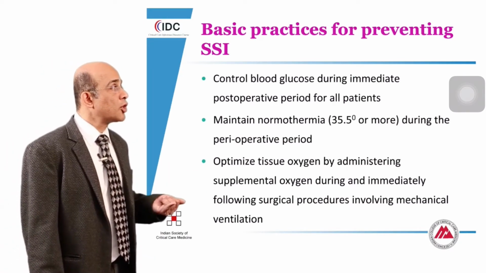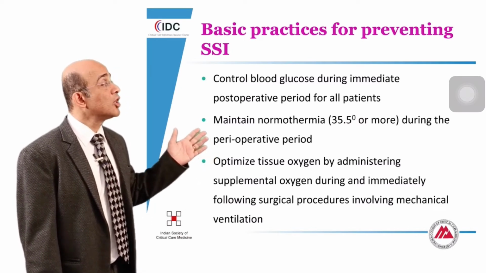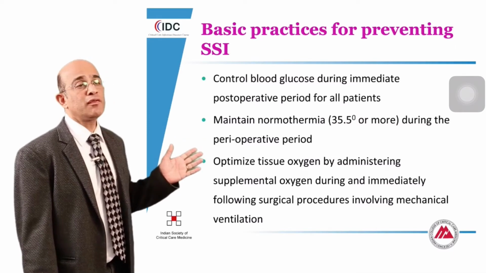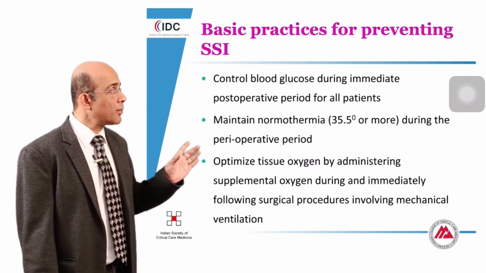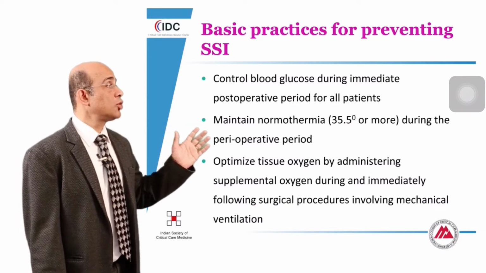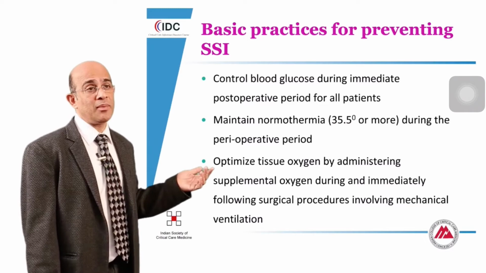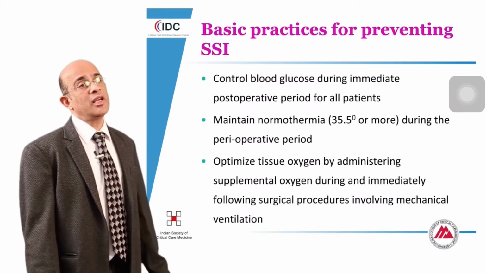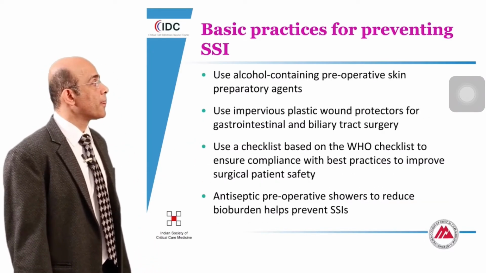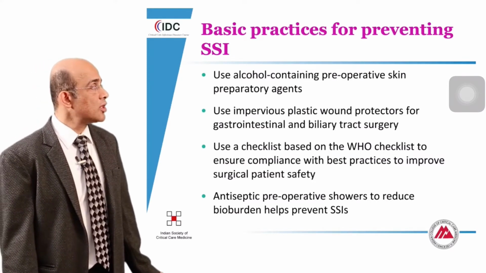The importance of control of blood glucose immediately prior to the surgery, maintaining normothermia at least 35.5 degrees centigrade or more during the perioperative period, and optimizing tissue oxygen saturation, if necessary by supplemental oxygen administration, will also help in preventing the occurrence of surgical site infections. One has to use alcohol-containing pre-operative skin preparatory agents.